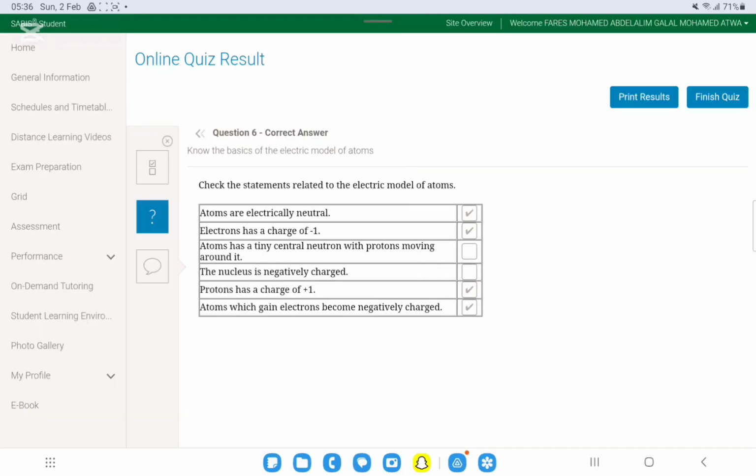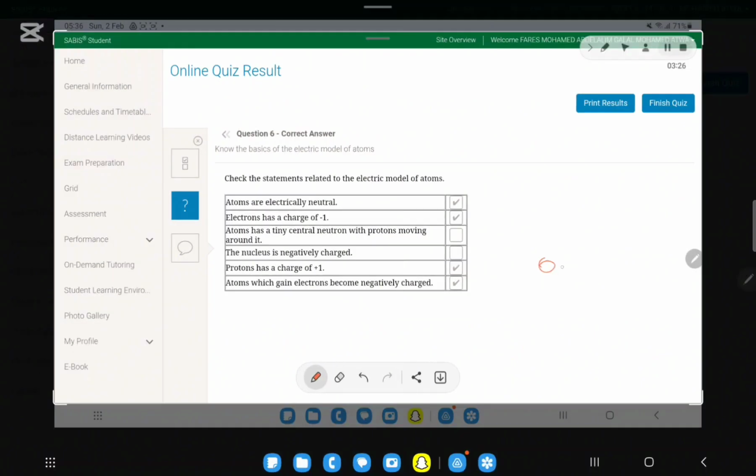Check the statements related to the electric model of atoms. We said before they're electrically neutral. Electrons have a charge of -1. Atoms have a tiny central neutron with protons moving around it. This is what they mean about it. Here we have a neutron, and around it the protons. So that's wrong.